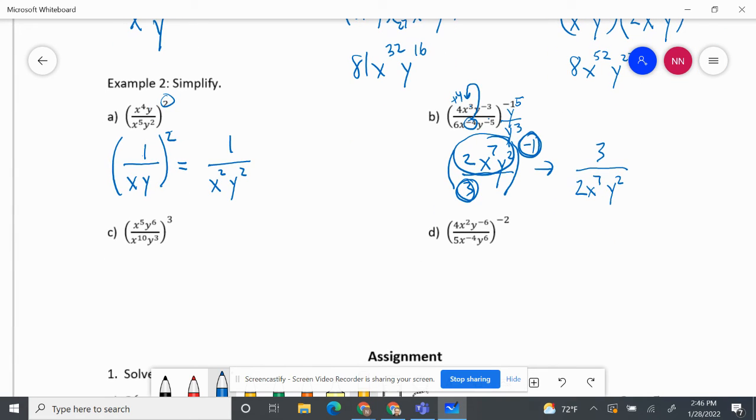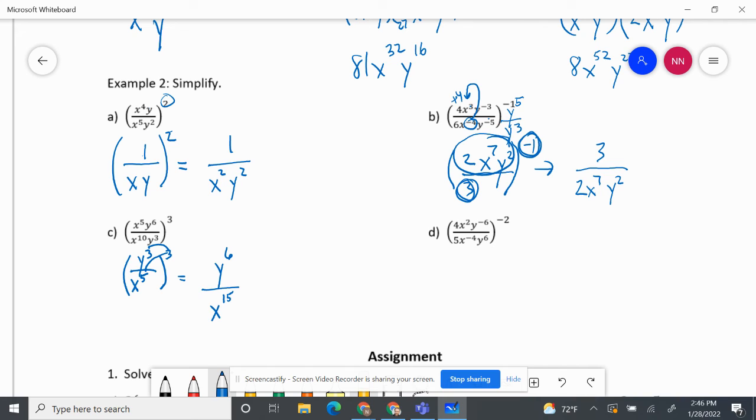Looking at letter C, we're first going to simplify the inside. So when we're looking at this, there are more x's on the bottom, and there are more y's on the top. We're going to cube it. So that means we're going to distribute to each of them. So that right there would be y to the 6th and x to the 15th.